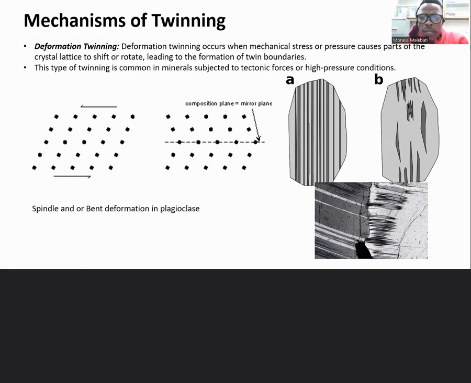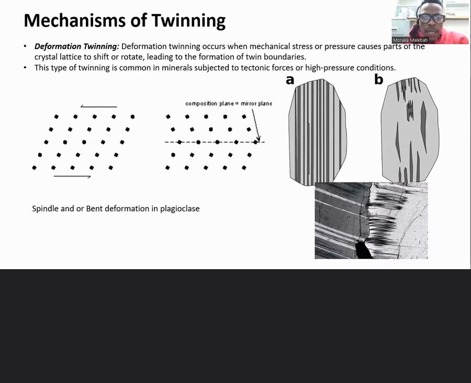So for example, you have what you call the spindle in the plagioclase. It's a typical example of the minerals which experience high deformation. I've witnessed this mineral in my research in the Bushveld complex, which is why I'm confident enough that these minerals are associated with deformation.